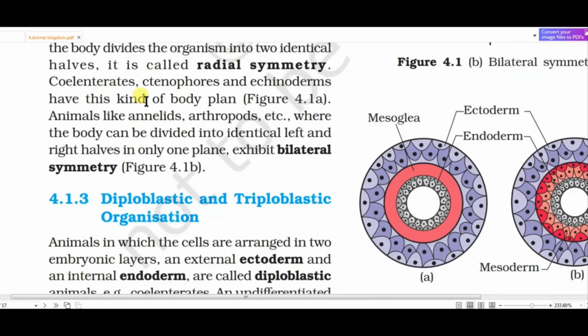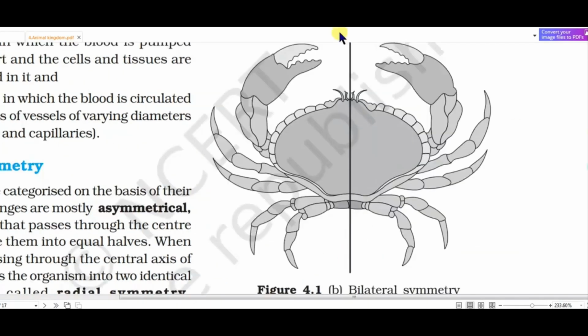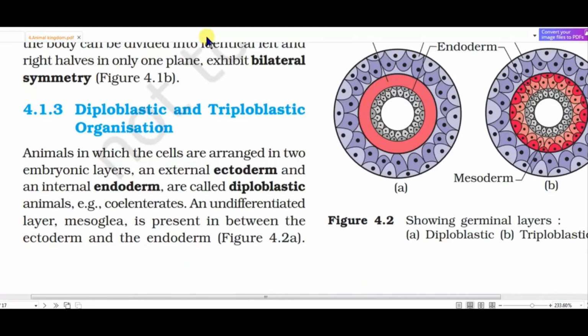Animals like annelids and arthropods, where the body can be divided into identical left and right halves in only one plane, exhibit bilateral symmetry. Here, a plane dividing the organism into two equal halves is known as radial symmetry, and a division into left and right equal halves is known as bilateral symmetry.